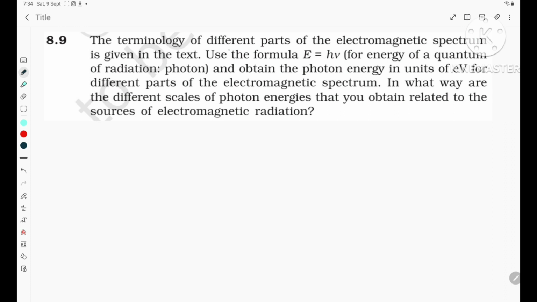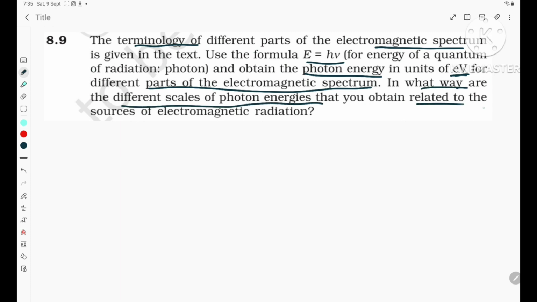They have given that the terminology used for different parts of the electromagnetic spectrum is given in the book. So they have given the names, the way we call each part of the electromagnetic spectrum, like gamma rays, X-rays, radio waves and so on. So we have to use the formula E is equal to h nu and obtain the energy in terms of electron volt for different parts of the electromagnetic spectrum. Okay, in what way are the different scales of the photons related to the source of the electromagnetic radiation? So in this question they are asking us to find out the energy for every part of the electromagnetic spectrum.